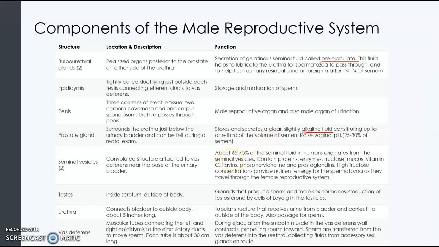And the seminal vesicles produce most of the semen, and they contain basically nutrients because the sperm need nutrients in order to move, to swim. So proteins, enzymes, fructose, which is a sugar, mucus, vitamin C, flavins, phosphorylcholine, and prostaglandins. These are chemicals that are needed by the sperm, basically.